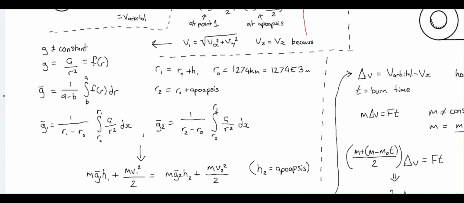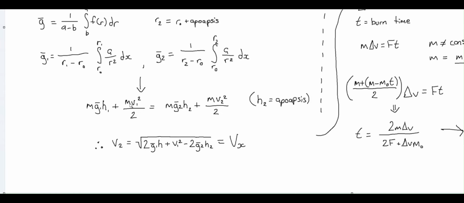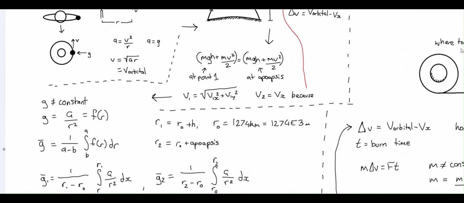And now that we know those, we can make them a variable and just put them back into our equation. There we are. And we know H2 is our apoapsis. And therefore, the velocity that we will be traveling at the peak of our parabola will be the square root of 2 times G bar 1 times H1 plus V1 squared minus 2 G bar 2 times H2. And V2 here is also our Vx, which is up here, our Vx.